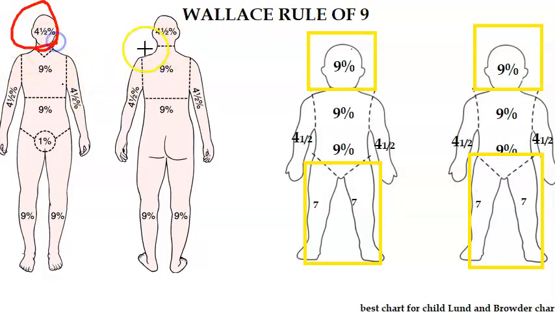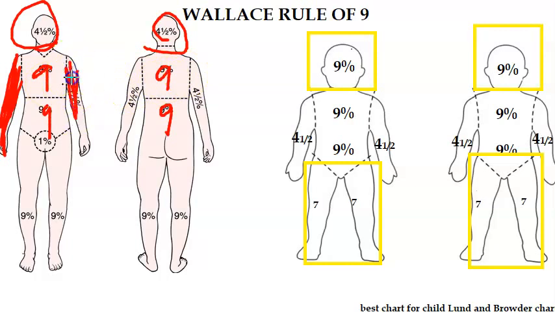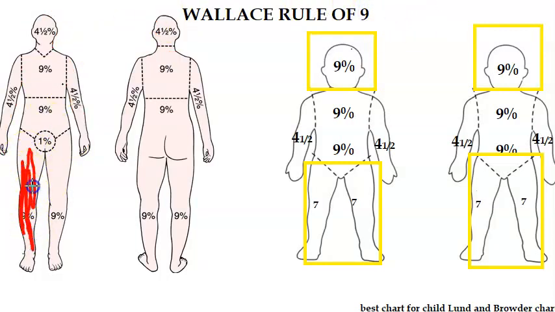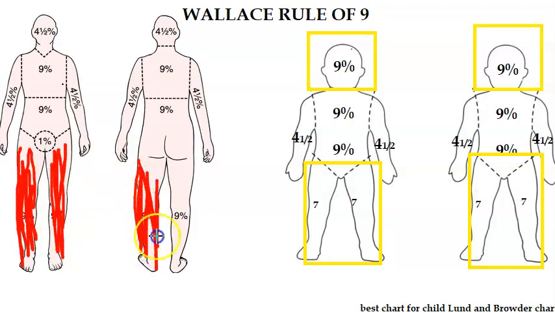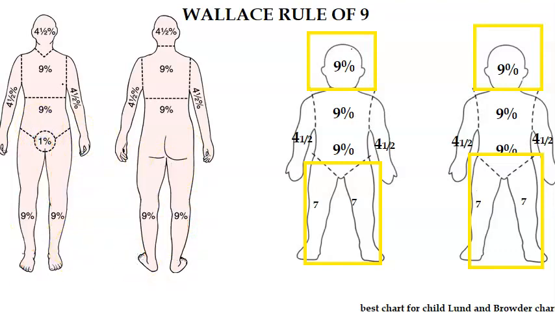His head, front and back together, is 9. Chest is 9. Abdomen is 9. Upper back is 9. Lower back is 9. His right upper limb, the entire limb, is 9. And the left upper limb is also completely 9. That means front is 4.5, back is 4.5. Then each leg: front 9, back 9. Then what else? Genital area is 1. So you'll have to remember this.